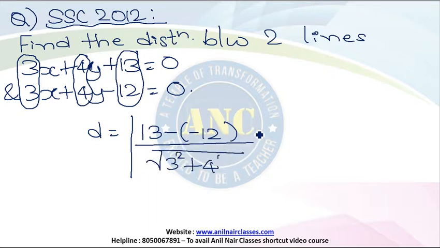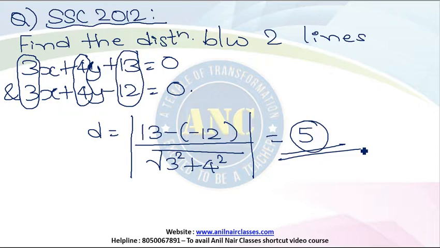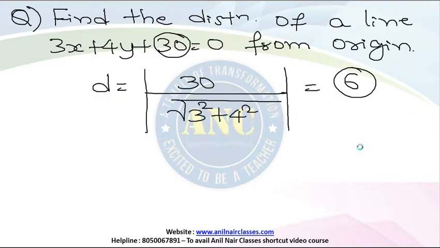It is 3 square plus 4 square. So it is 25 divided by 5. Distance between these two parallel lines is how much? It should be 5. I believe that we have discussed 3 things till this point of time.